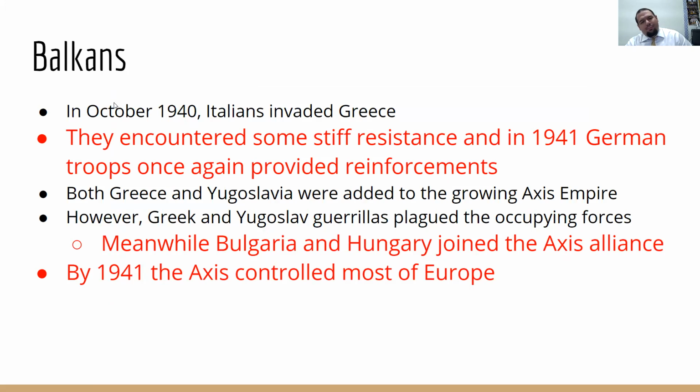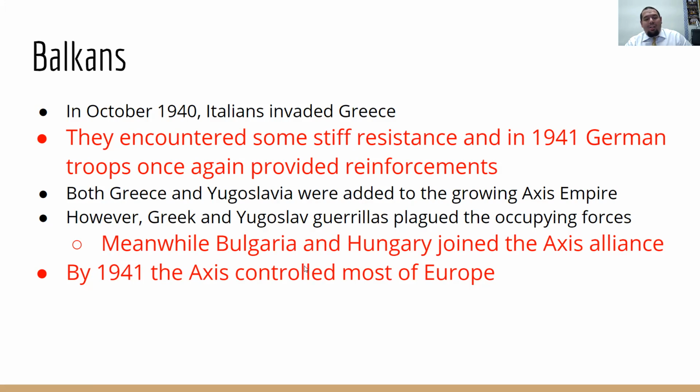Okay, the Balkans. So in October 1940, Mussolini invaded Greece. They encountered some stiff resistance in 1941. And in 1941, Germany is going to come aid again with reinforcements. Both Greece and Yugoslavia were added to the growing Axis empire. However, Greek and Yugoslav guerrillas would plague the occupying forces. Meanwhile, Bulgaria and Hungary said, to hell with it, we'll join the Axis powers.